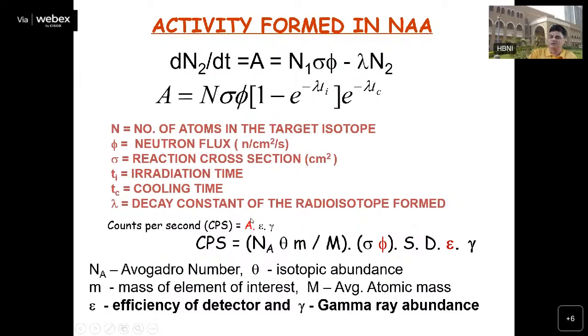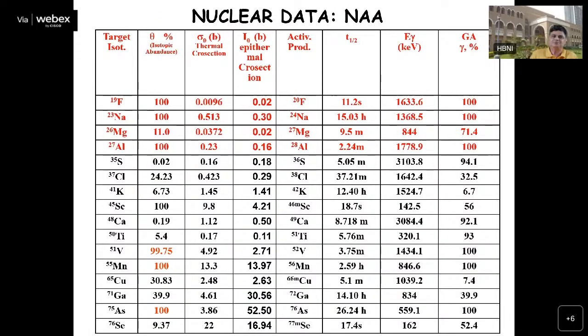How to get the counts per second from the activity? You multiply this number by the efficiency as well as the gamma abundance, because, as I told you, there are many gamma lines. So what is the abundance of that particular line? Those abundances you will also get from the nuclear data sheets. By knowing the efficiency as well as the gamma abundance, one can know the counts per second.